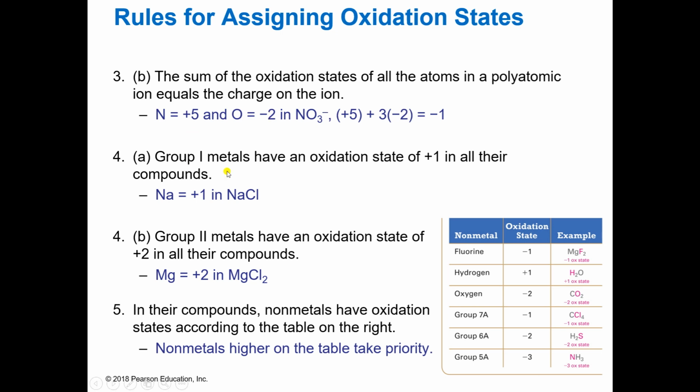Okay, another group here, I don't know what happened with my numbering. Group 1 metals, all group 1 metals have an oxidation state of +1, because they will take on the charge, whatever their charge is, and for group 1, that's +1. Group 2 metals, again, will take on an oxidation number equal to their charge, which for group 2 metals is +2.